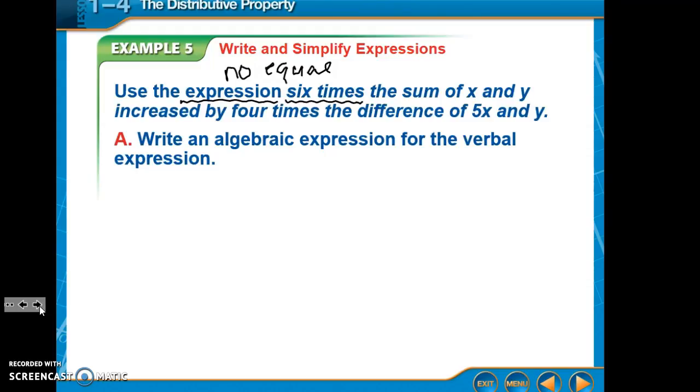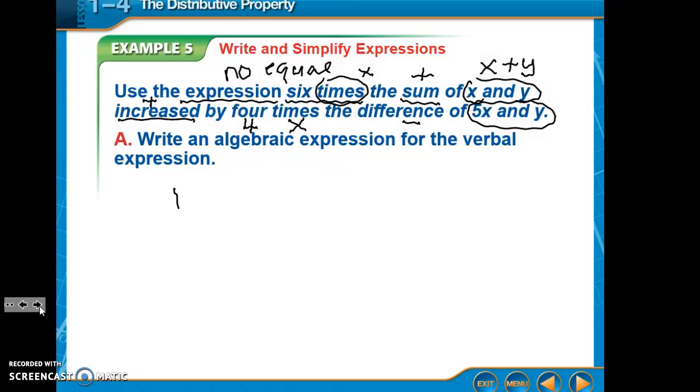It says 6 times. What does the word times represent? Multiply. What does the word sum mean? Plus. And what are we adding together? X and y. We're adding x and y together. All right, so an increase, I heard, means plus as well. Increase by how much? 4 times. So we can multiply that. And the difference, minus. And what do we subtract? Y. All right, so we've started.